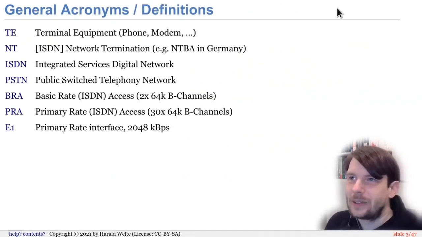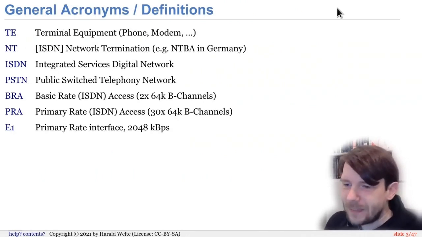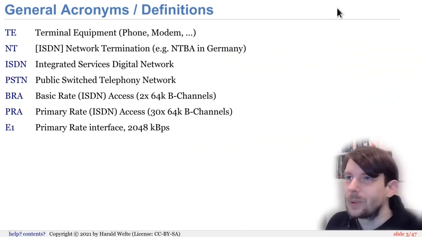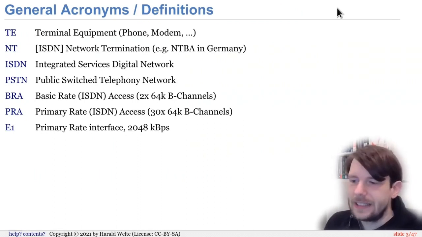So a couple of acronyms and definitions. You cannot do without them in telecom. It's not just 3GPP, but even wire telecom. So those are not V5 specific, but they're general language that's used in this talk. There is TE, the terminal equipment, meaning your phone or modem or fax or whatever you attach to the telephone line. NT is a network termination. In Germany, we had the NTBR, as the termination for base rate ISDN interfaces that were very popular in the 90s.